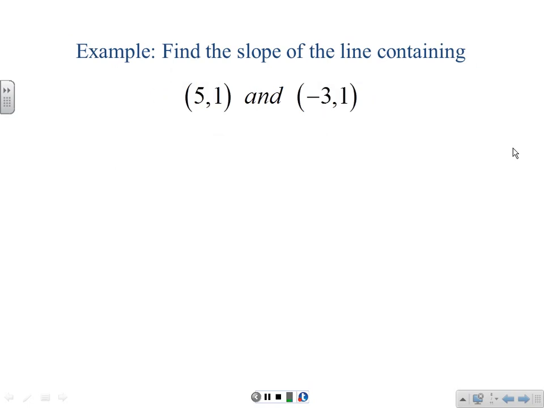Okay, so find the slope containing these 2. So we have M is equal to y2, which is 1, minus y1, which is also 1, over x2 minus x1. So you have 0 over negative 8, which is going to be 0.